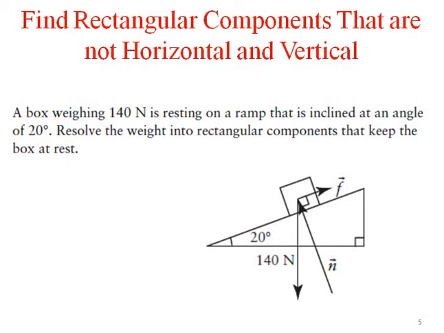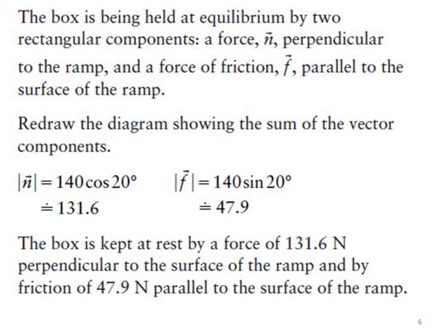Now for the next example, find rectangular components that are not horizontal and vertical. A box weighing 140 Newton is resting on a ramp that is inclined at an angle of 20 degrees. Resolve the weight into rectangular components that keep the box at rest. So the box is being held at equilibrium by two rectangular components, which is force perpendicular to the ramp and force of friction, which is called F, lowercase f, parallel to the surface of the ramp. So I need to find the normal force, the normal vector and friction vector.